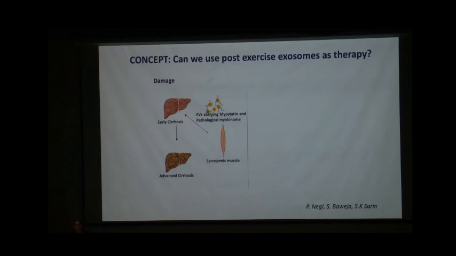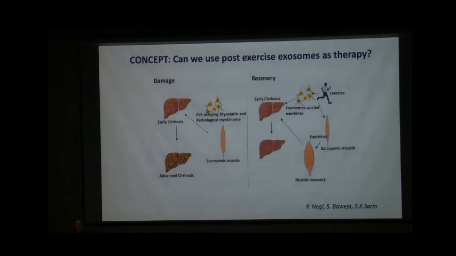exosomes which carry myokines. So the muscle and the liver crosstalk with each other through myokines, but there is evidence which shows that muscle and liver can also crosstalk with these small vesicles. So if we exercise, there will be certain exosomes carrying myokines, which will go to the muscle and improve the muscle mass.